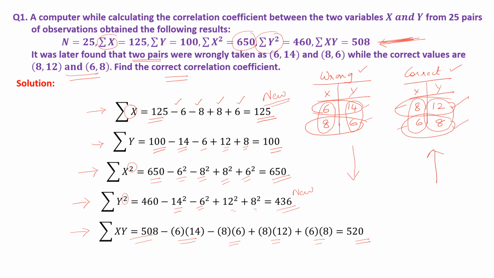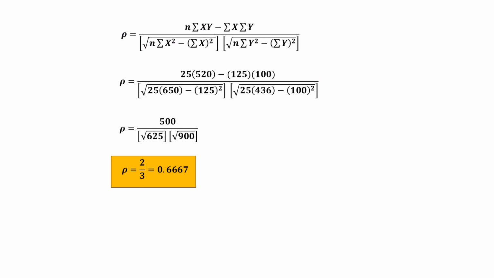Which formula shall we substitute? Because it's all in terms of x and y, so there is no mean, nothing here, therefore we shall go in for the direct formula, substitute all the values and get the result of rho. Let's see how. So now we have written the formula for rho, the direct formula. We have substituted all the correct values, like 520, 650. For some there is no change, but for some there is a slight change, and simplifying it, we get the correct correlation coefficient as 0.6667.